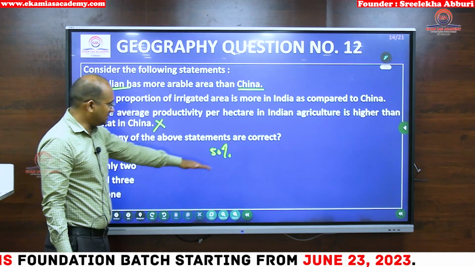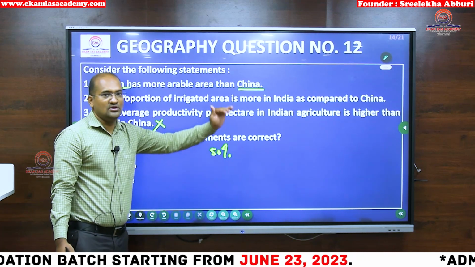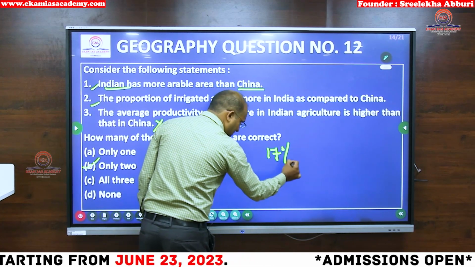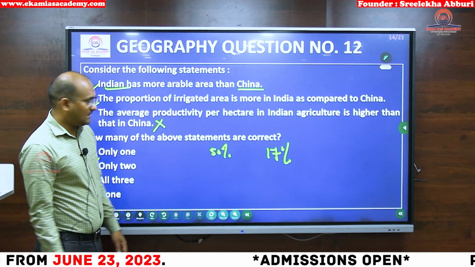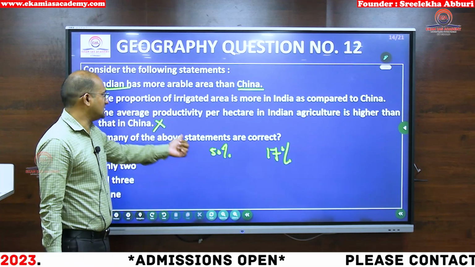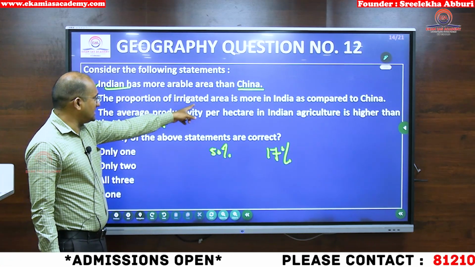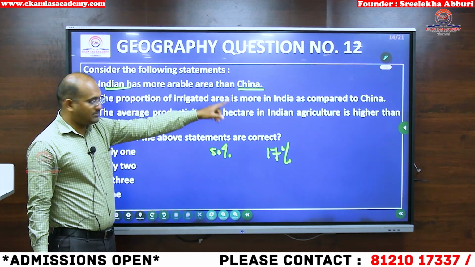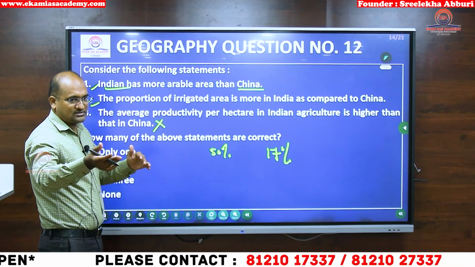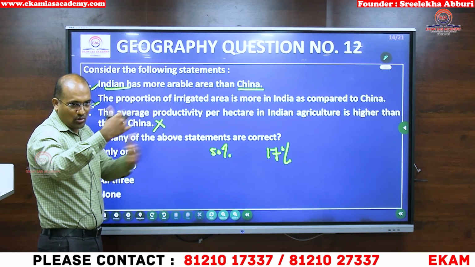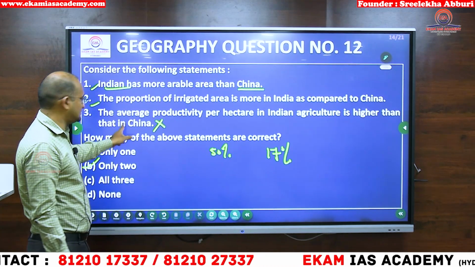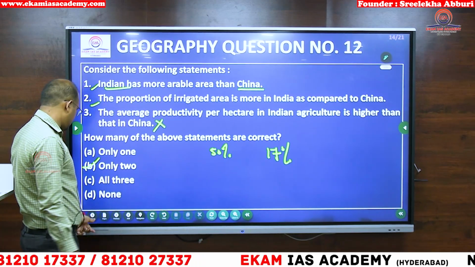About 50% of the Indian workforce is in agriculture, but its contribution to the economy is around 15 to 17%. But most of the people in India, the major occupation is agriculture. So, the proportion of irrigated area is more in India as compared to China, because they are huge, maybe they are irrigating more land than us, but in proportion to overall land it will be higher in India. These two statements are true and this is wrong. Productivity, they are far ahead.